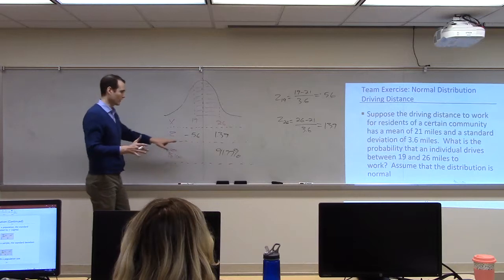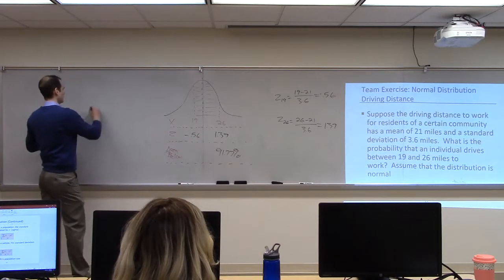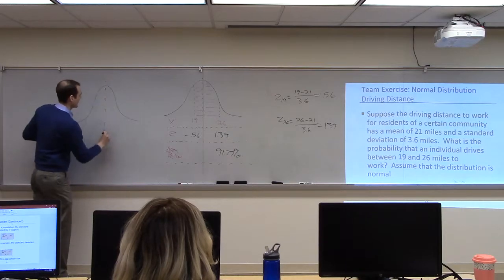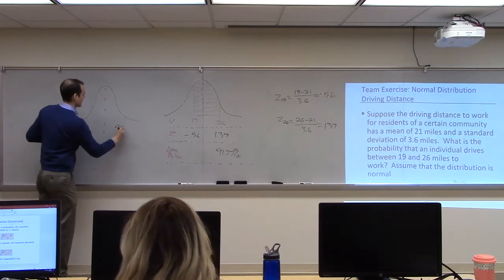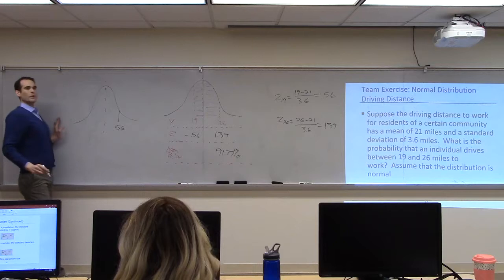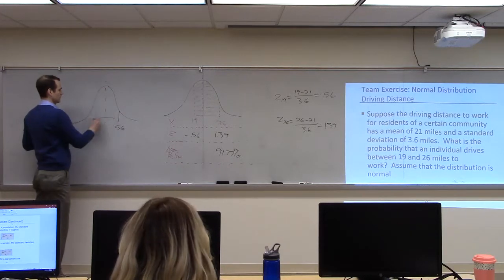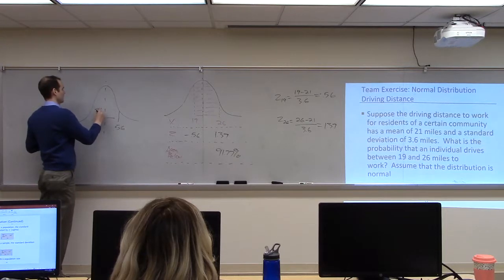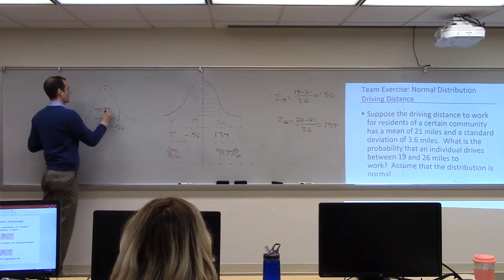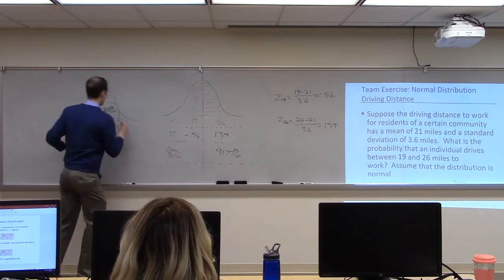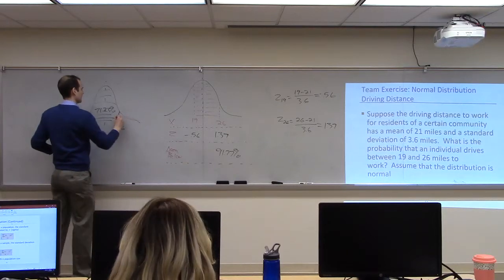So let's take a little side note, and let's look up positive 0.56. What do we find for the area below that? That would be 71.23%. Correct. Fantastic, that's the area below. What would be this little tail up above right here? 28.77.